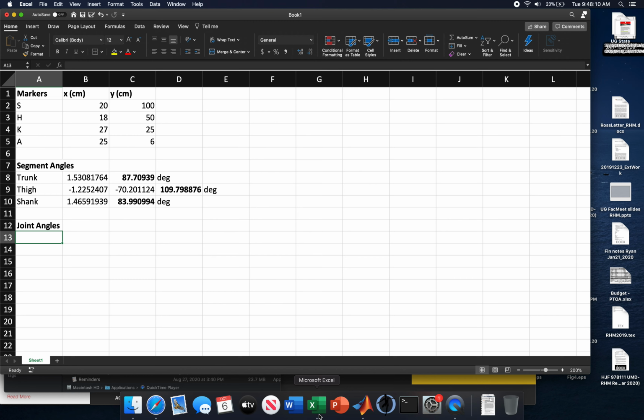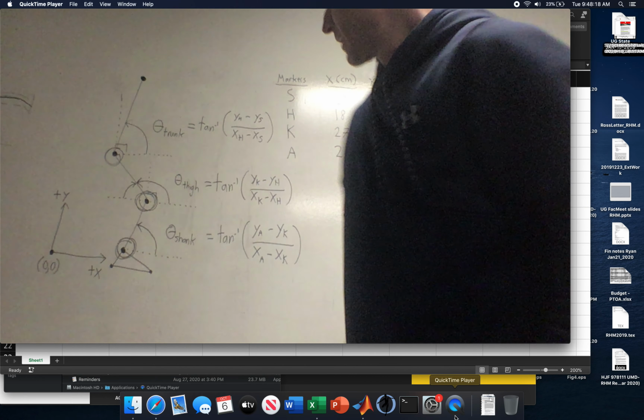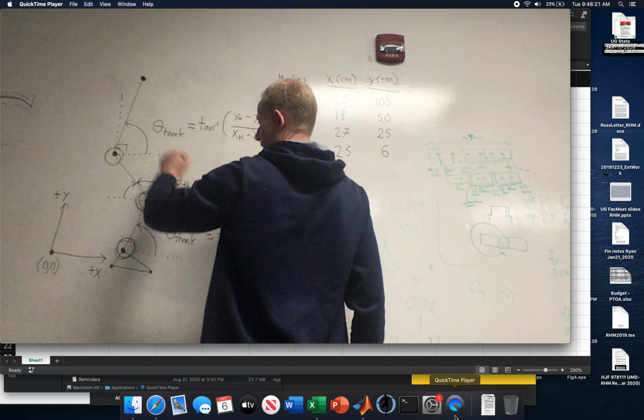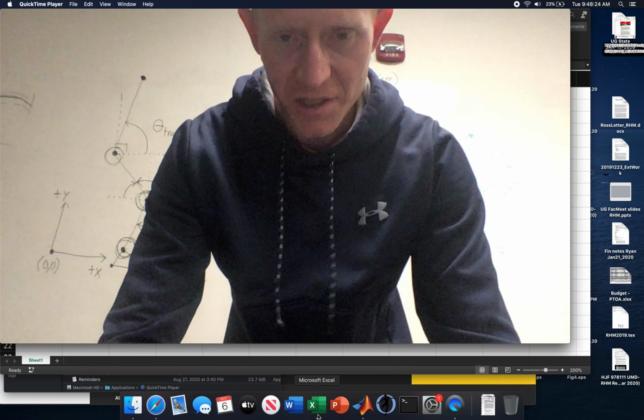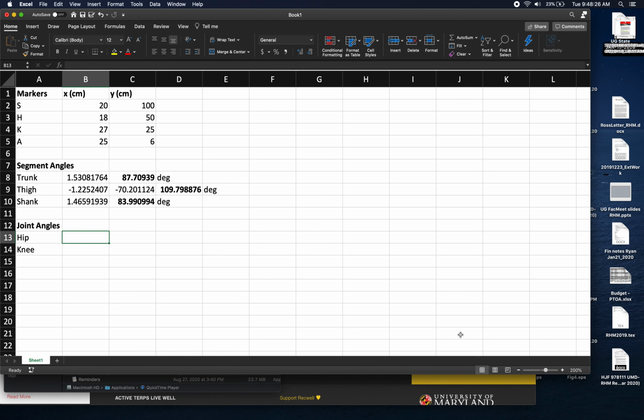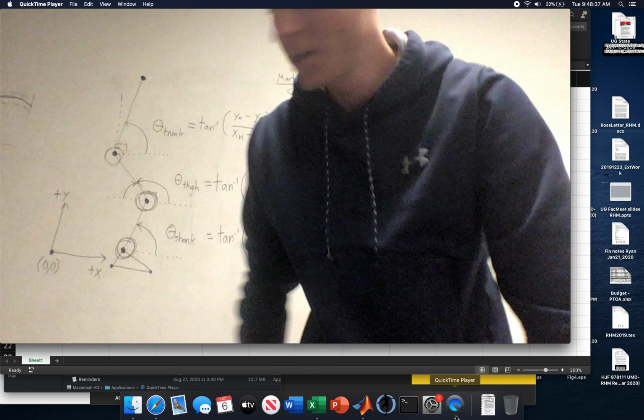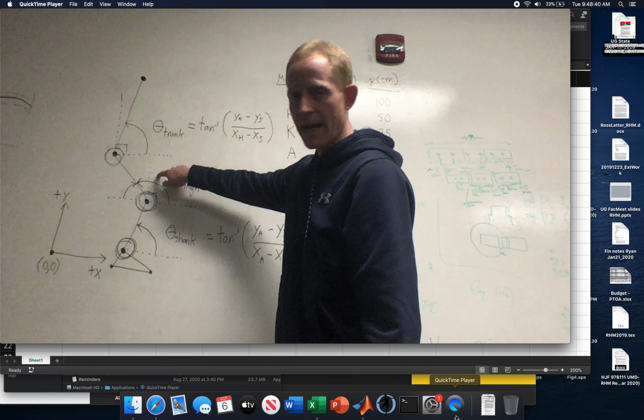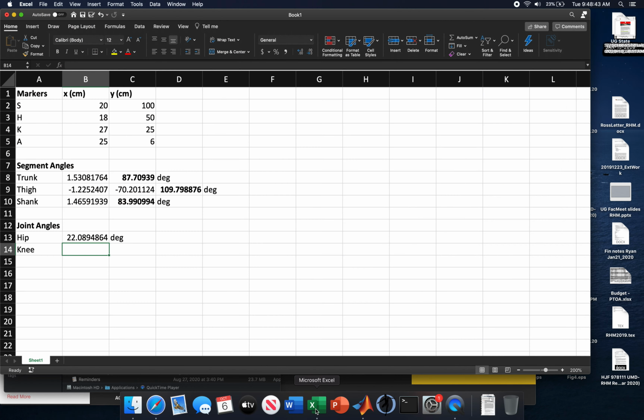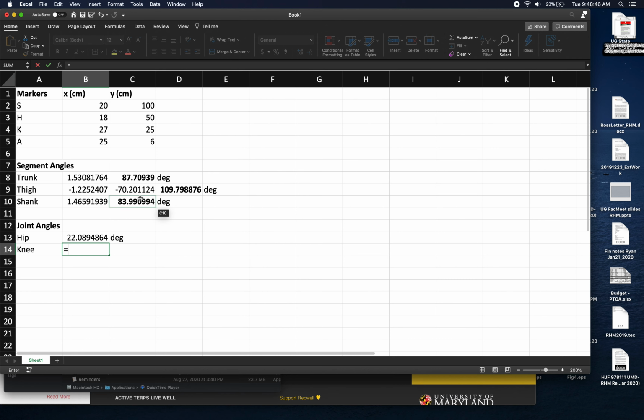Now remember, my joint angle is the difference between the two segment angles that comprise that joint. Okay? My hip is comprised of my trunk and my thigh, and so my hip angle is just the thigh angle, 109, minus the trunk angle, 87. Similarly, my knee angle, knee is the junction between the shank and the thigh, so my knee angle is the shank angle minus the thigh angle.